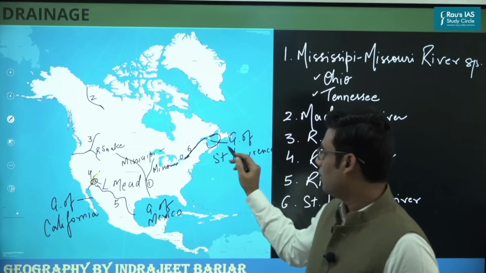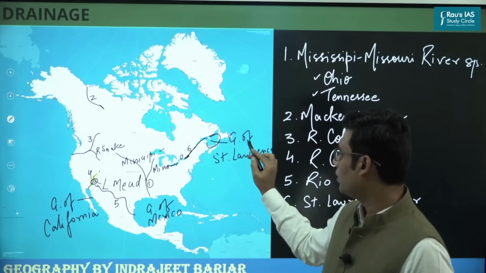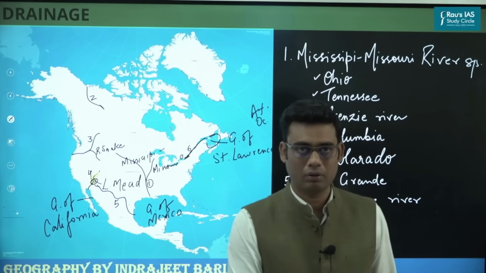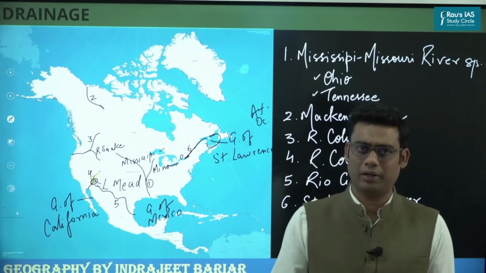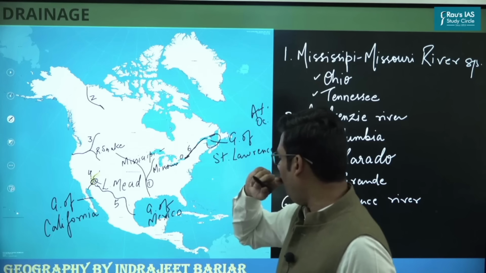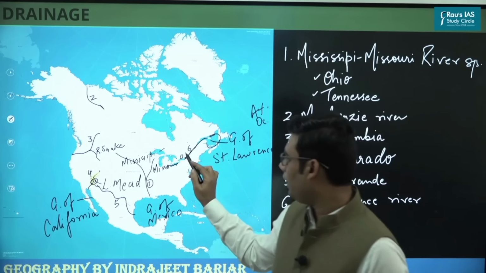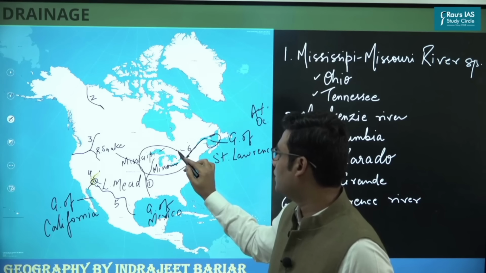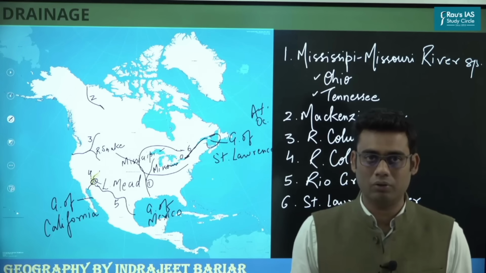So this river connects Lake Ontario to the Gulf of St. Lawrence, or here what is your Atlantic Ocean. And all the lakes of the Great Lakes system are interconnected. So in this manner, since the St. Lawrence River is navigable, it makes the whole of the Great Lakes system give access to the open ocean, that is the Atlantic Ocean.